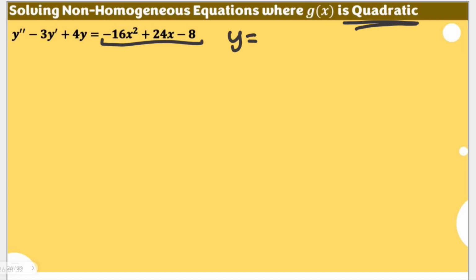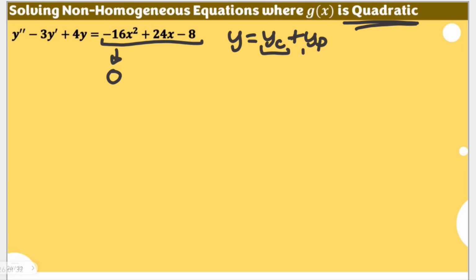Y, because that's the value of your dependent variable here, is equal to y sub c plus y sub p. Y sub c is the complementary solution of this equation once we assume that the right-hand side is 0. Hence, we are assuming a homogeneous equation for the left-hand side. That's just for y sub c. So we are going to use the same process we did before and the understanding of 4 possible general solutions. That is, number 1, if the roots for the auxiliary equation are distinct and real, if they are repeated and real, if we have imaginary and repeated imaginary roots. We will have it later.